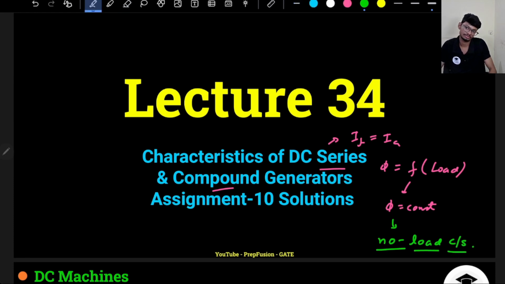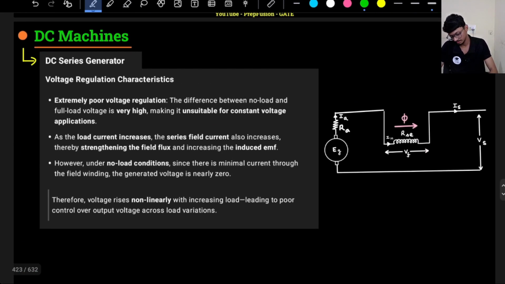If the flux is not constant, we cannot discuss that. Okay, so the voltage regulation of a series generator will be extremely poor. Why? The difference between no load and full load voltage is very high, making it unsuitable for constant voltage applications. We will see why that is the case.